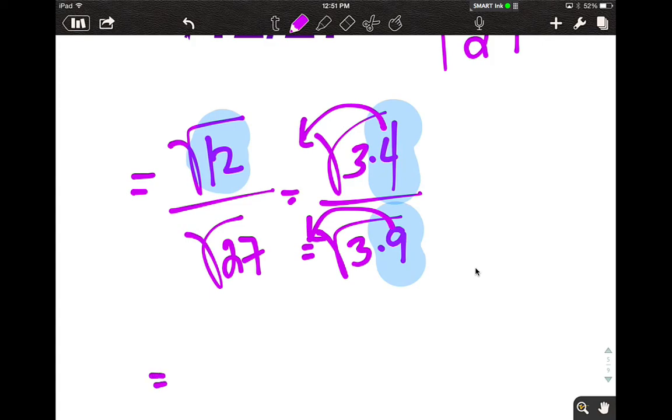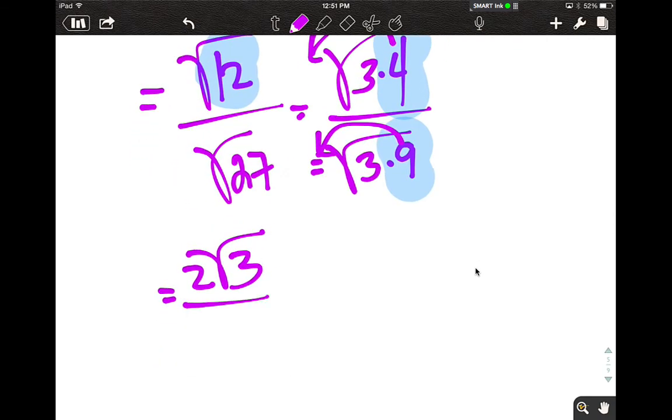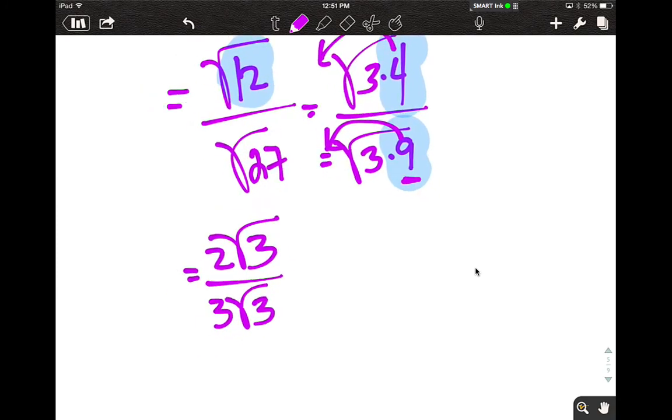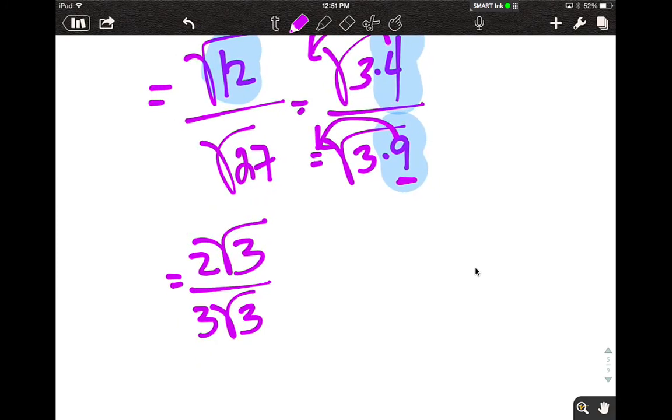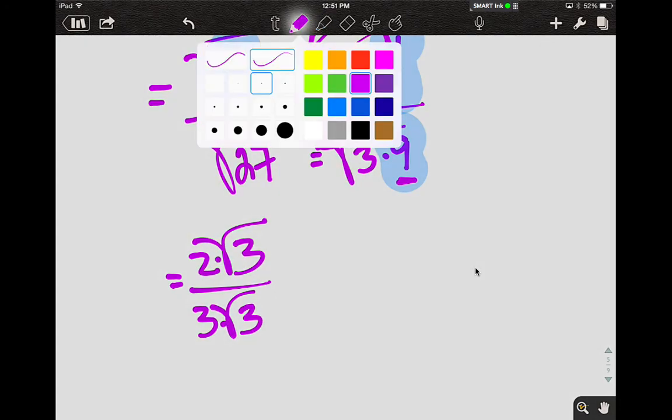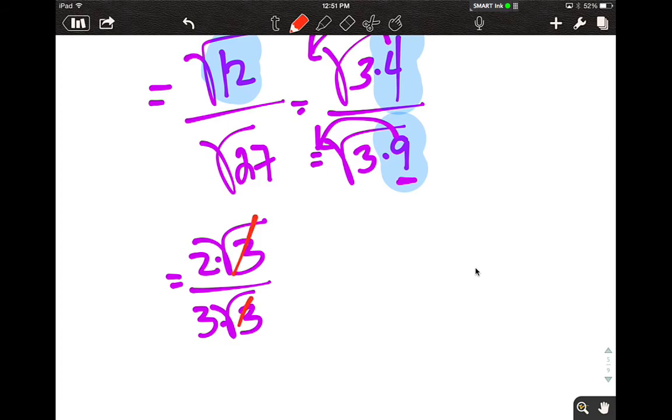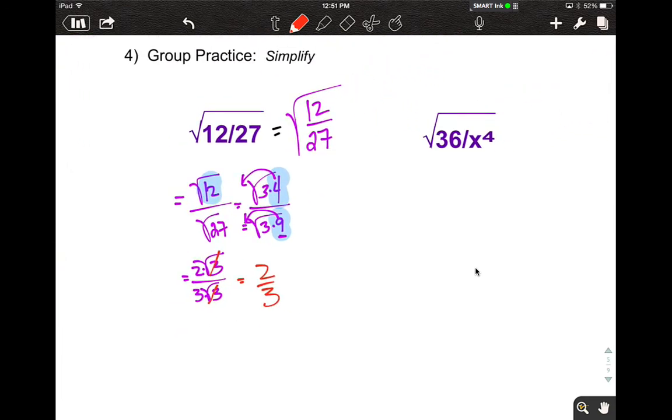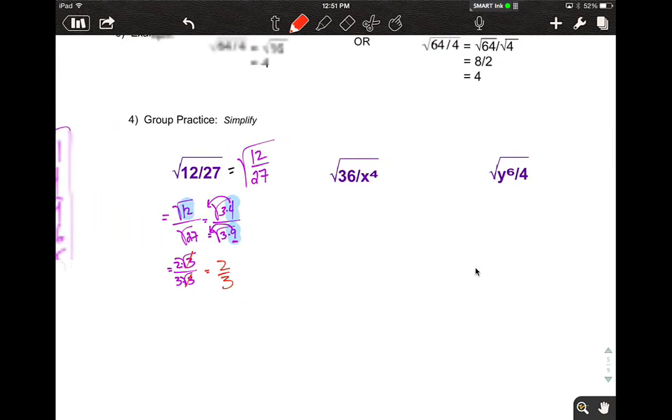When I pull them out, I apply the idea of the square root. The square root of 4 is 2. So on the top, I have 2 times the square root of 3. On the bottom, what is the square root of 9? 3 times the square root of 3. Now what's cool here is, because I'm multiplying, these cancel. The square root of 3's cancel each other out. So my final answer is just 2/3. Pretty cool, right?